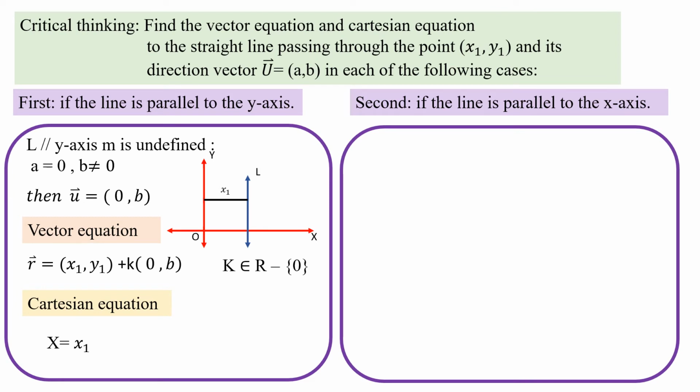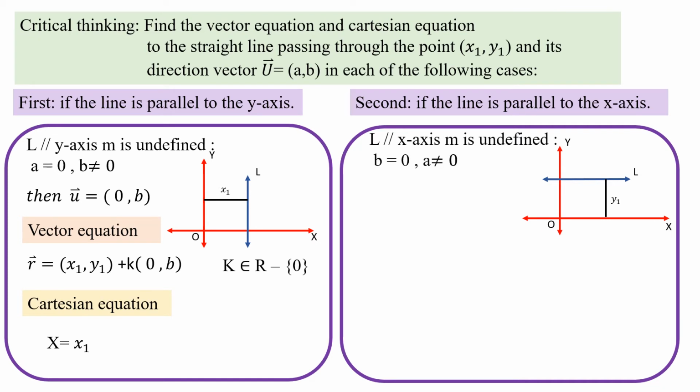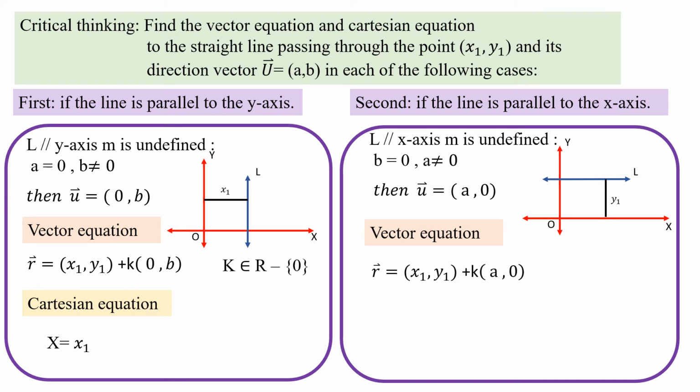Then x equals x1. In the second case, a straight line parallel to the x-axis, the slope equals 0, so b equals 0 and a is not equal to 0. Then the vector u is (a, 0). So the vector equation is (x, y) equals (x1, y1) plus k multiplied by (a, 0), where k belongs to R except 0. So the Cartesian equation is y equals y1.